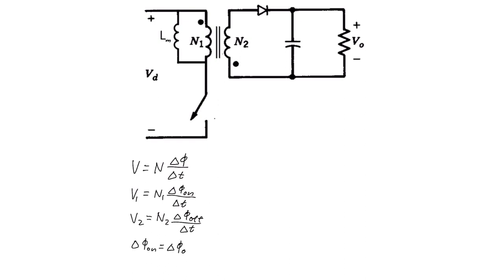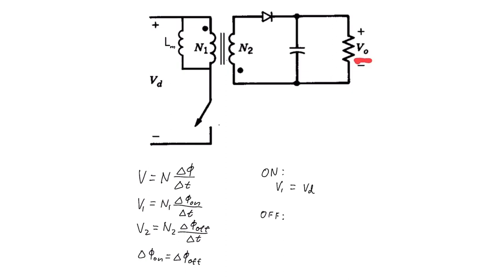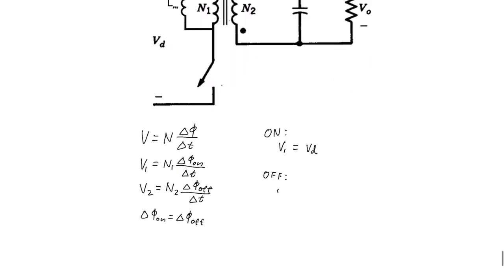In steady state, the change of flux when it's on should be equal to the change of flux when it's off. Forgot to mention that when the switch is on, V1 is equal to VD, because there would just be a wire here. So this point here will be equal to this point here. And when it's off, this VO here would be equal to V2. So V2 is equal to VO.